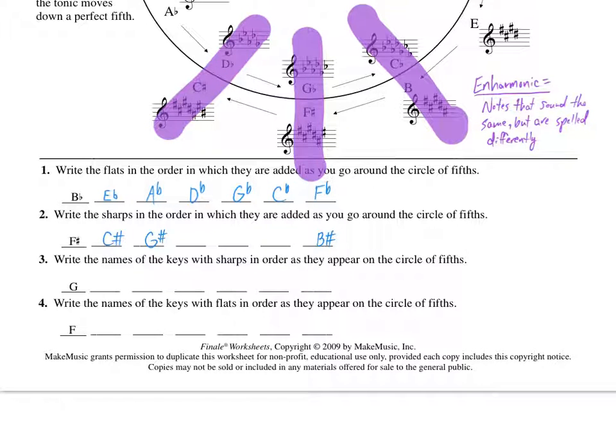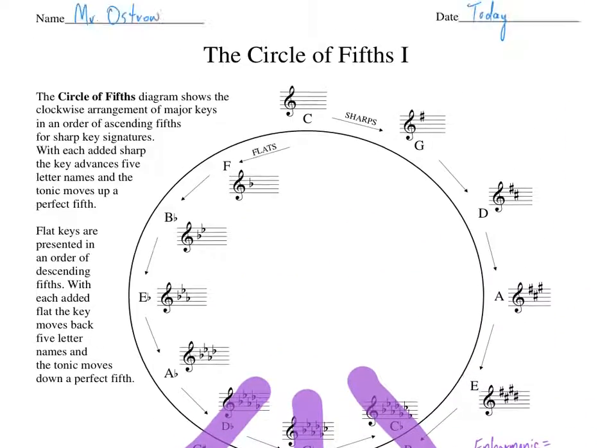Okay, number 3. Directions say, write the names of the keys with sharps in order as they appear on the circle of fifths. So I'll do the first one here, this time the sharp keys. And I'm going to use a different color here. In this case, we'll use red to figure that out. We know that G will be the first one since we're going with sharp keys. Notice we skipped C major altogether because C major has no sharps and no flats, and you just need to know that that is C major. So the first one would be G. Then the next ones, D, A, E.